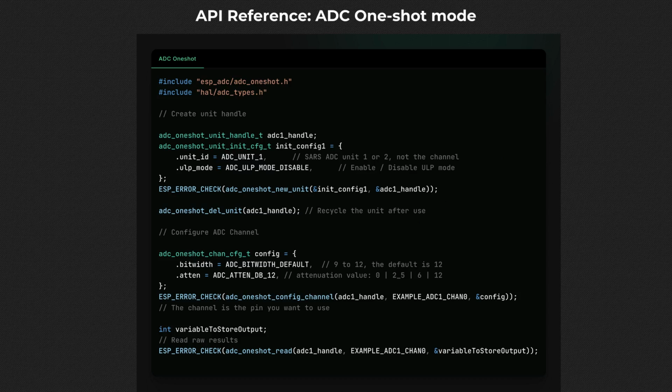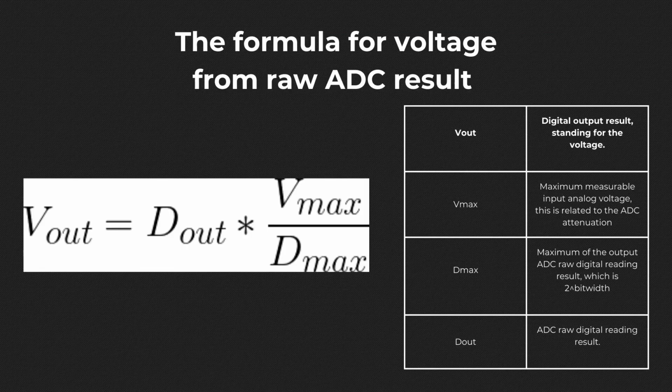Then we create a channel configuration with its bit width and attenuation value. We call ADC one-shot config channel to apply it on a specified channel. Note that you can apply the same config with the same handle to multiple pins or channels. Once done, we can get the raw reading of the ADC. The relation between the ADC raw result and the voltage level is presented in the formula. But again, we can perform further calibration to get a more accurate result.